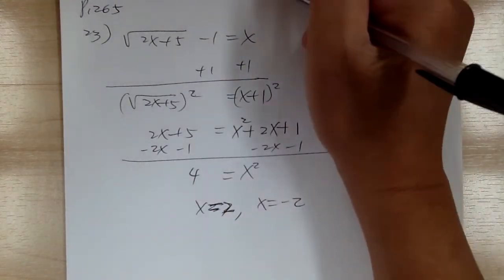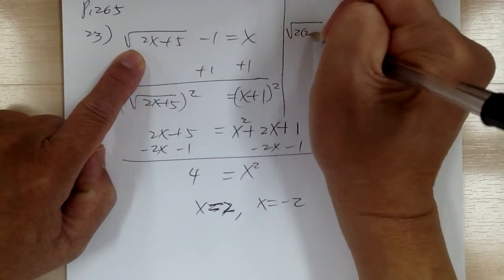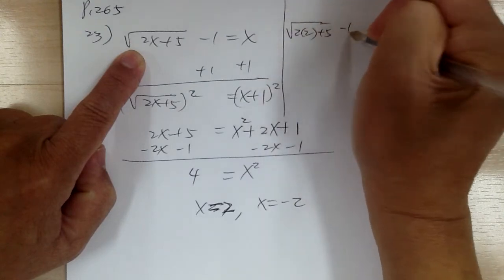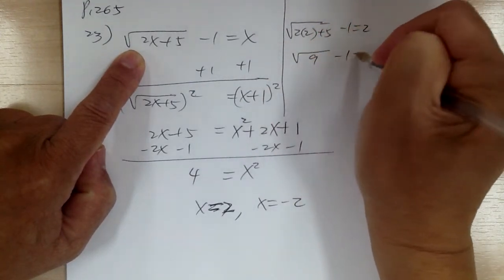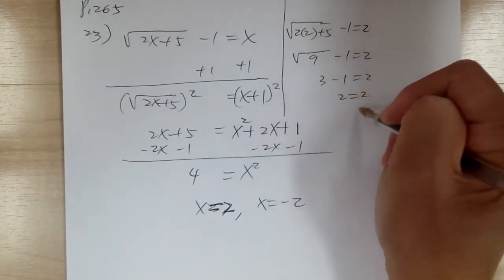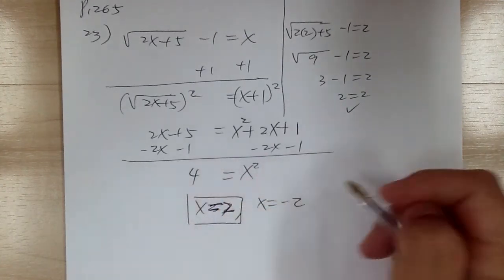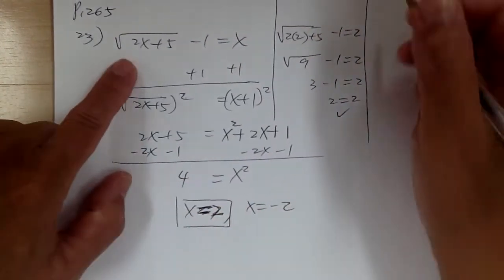Go back over here. So let's check the 2 first. So you got square root of 2 times 2 plus 5 minus 1 equal to 2. So you got square root of 9 minus 1 equal to 2. So you got 3 minus 1 equal to 2. So 2 equal to 2. So checks. So x equal to 2 is good. Now let's check the next one, the negative 2.